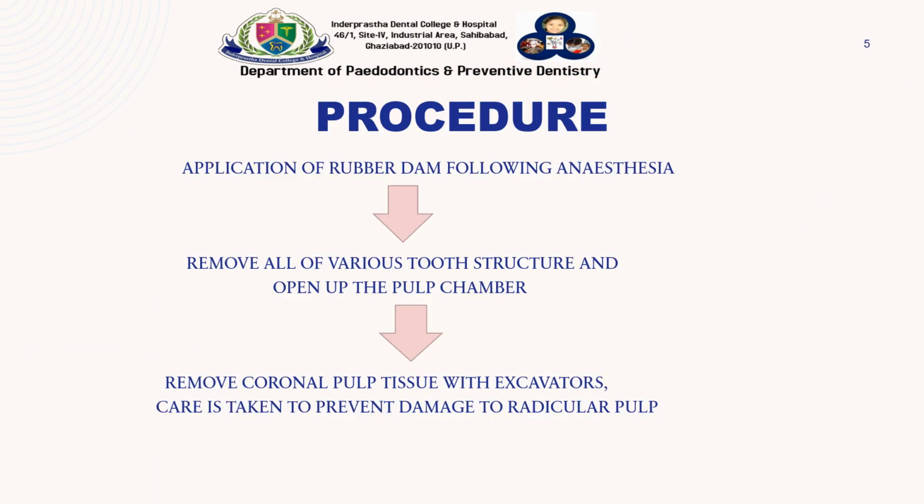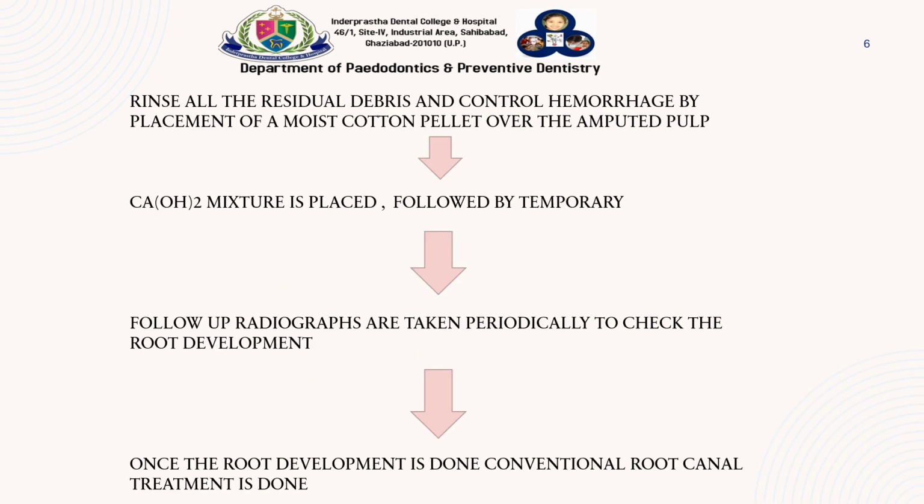Procedure: whenever this process is taking place, application of a rubber dam is very important to maintain isolation, followed by local anesthesia. Remove all of the carious tooth structure and open up the pulp chamber. Remove the coronal pulp tissue and maintain the radicular pulp so that its integrity is maintained for the proper formation of the root apex. Rinse all the residual debris and control hemorrhage by placement of a moist cotton pellet over the amputated pulp. Calcium hydroxide mixture is placed, followed by a temporary restoration.